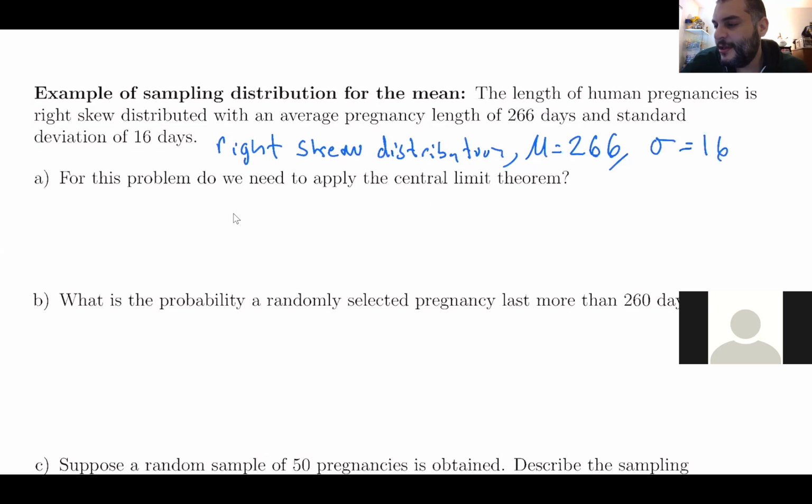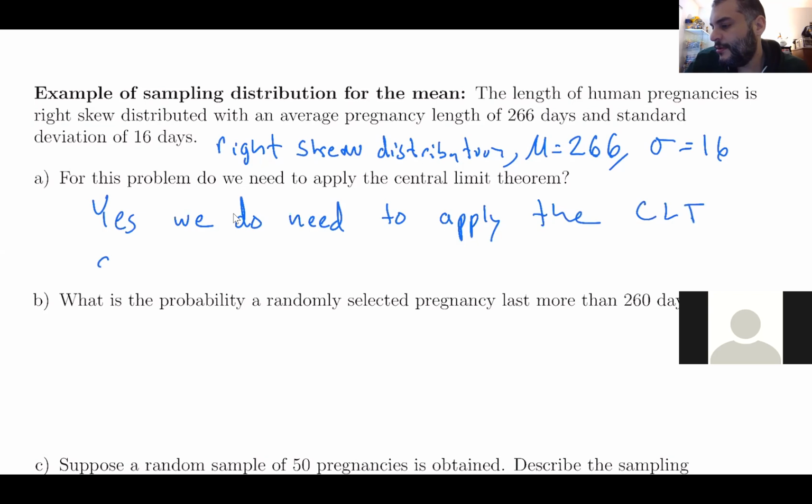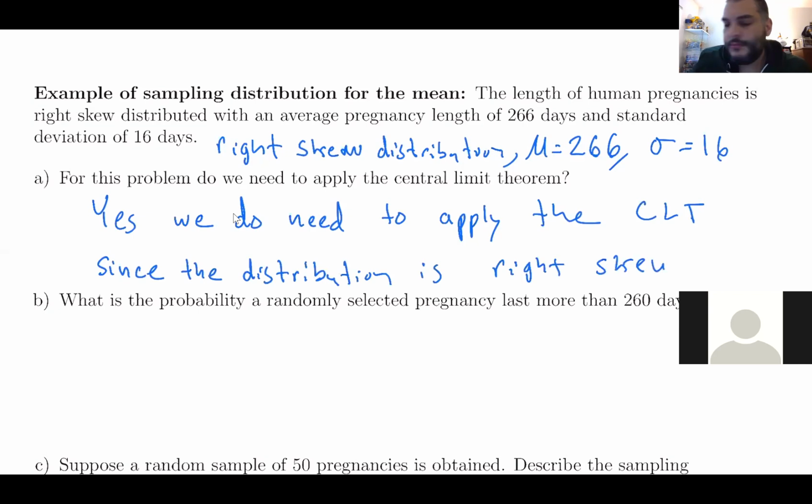So we're going to say, yes, we do need to apply the central limit theorem since the distribution is right skew. And that's it for A. Any question in regard to A?